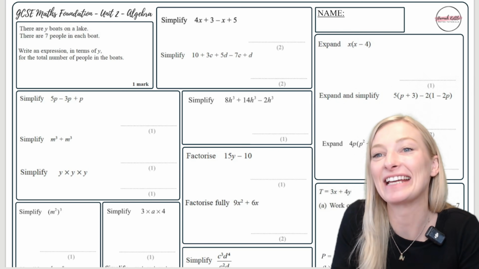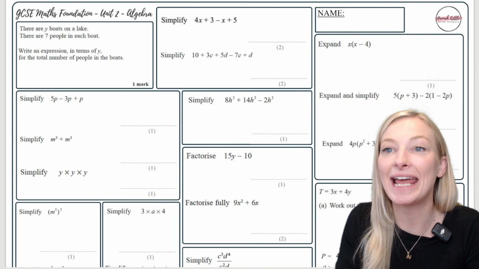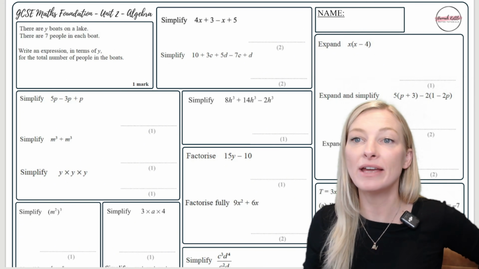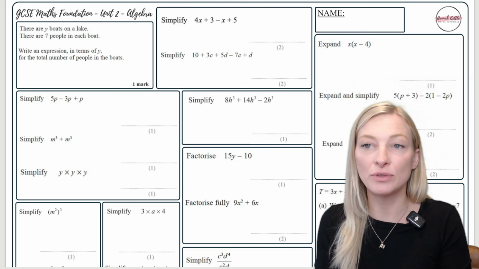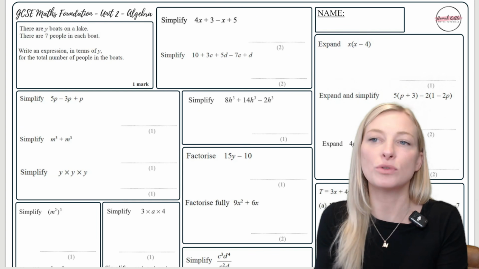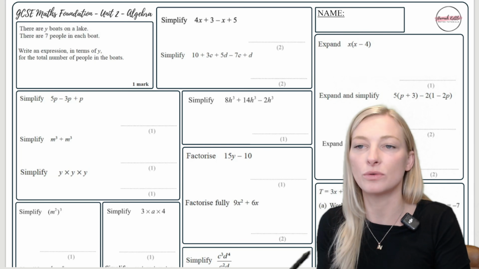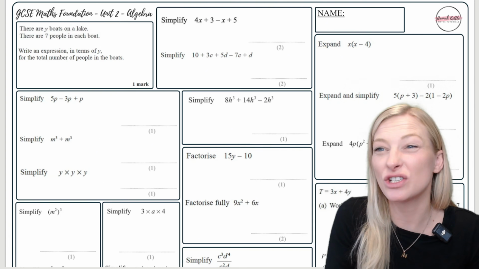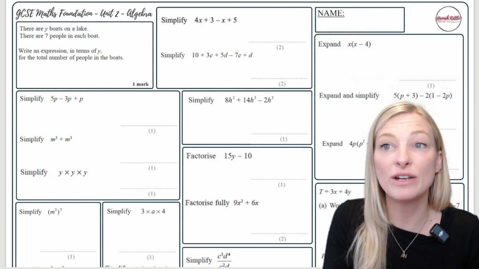Okay, let's go through the second side. There are Y boats on a lake and there are 7 people in each boat. Write an expression in terms of Y for the total number of people in the boats. So an expression should never have an equal sign. That's going to be an equation if it's got the equal sign, or maybe a formula. An expression shouldn't have an equal sign. Here we're just trying to say how many people are in all of the boats.